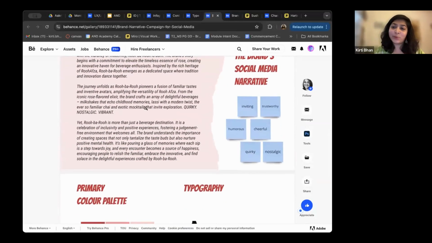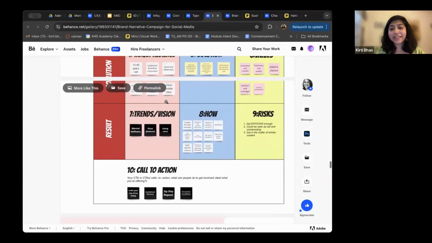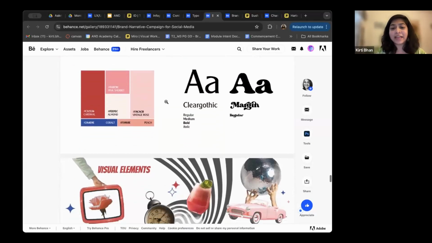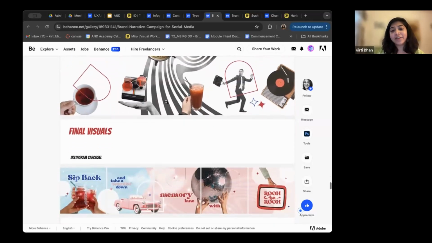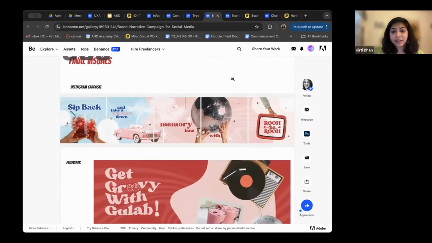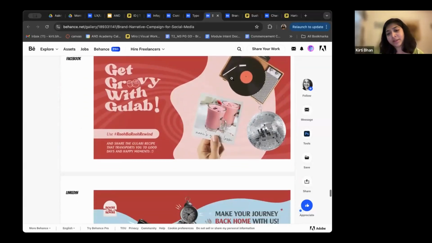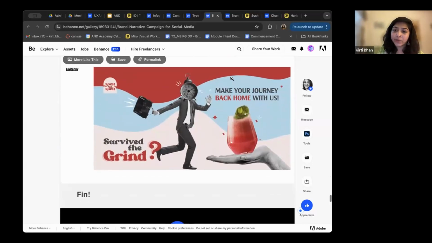The whole narrative is not just coming out like that. It's a lot of detailed process that has gone behind it. What is the color palette, the typography, what are the visual elements she will be using. And these are the final visuals. One for Instagram carousel post. This for Facebook. This is for LinkedIn. Across all platforms, this was designed accordingly.